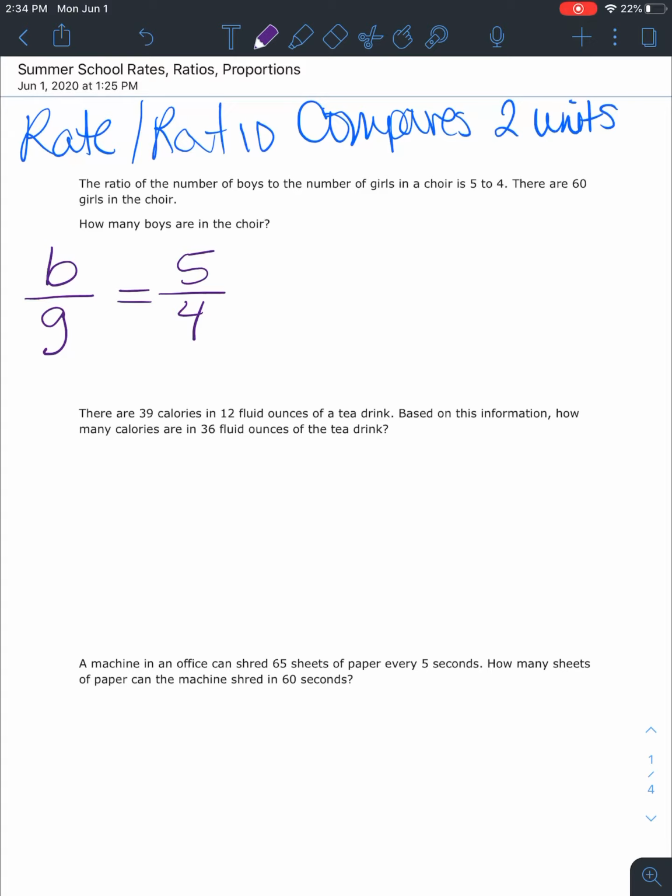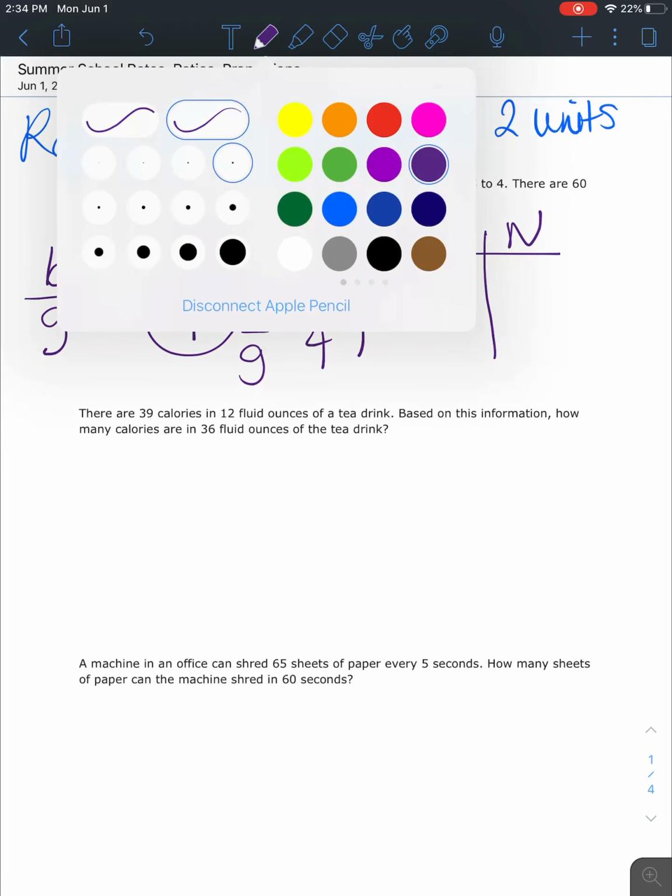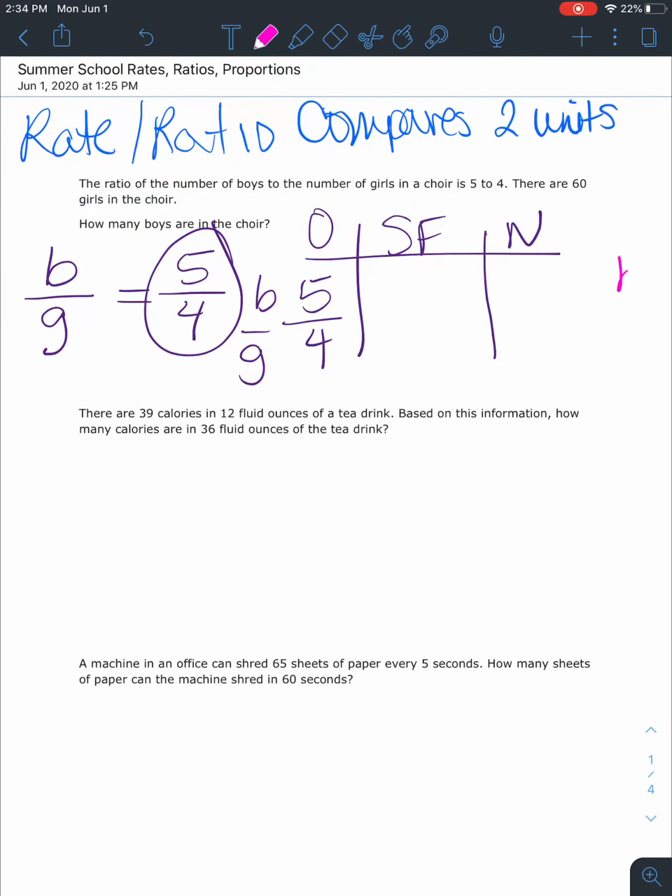Well, we've done stuff like this. We use our old, scale factor, new table, and we're going to start with what we know first, which is this 5 over 4. 5 over 4, and we're going to keep our units. So boys on top, girls on the bottom, and same thing over here on this side, boys on top, girls on the bottom. So this is taken care of right there.